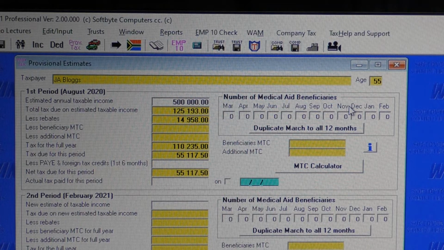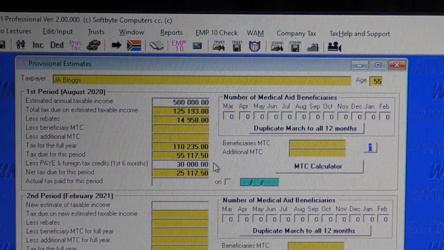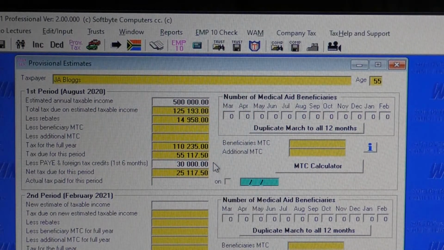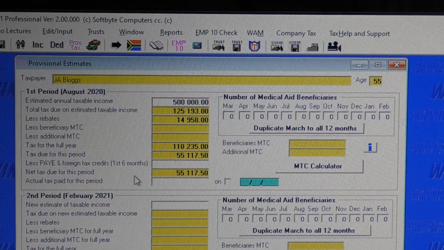If any tax had been deducted during the first 6 months of this tax year, say some of the 500,000 was salary, then we can enter the pay-as-you-earn here, say 30,000 Rand. And we can see that the payment due now is 25,117 Rand and 50 cents. While all other income estimates are for the full tax year, any taxes deducted that you enter here must be taxes deducted in the first 6 months of the tax year, from 1st of March up to 31st of August. I've deleted the 30,000 Rand taxes already paid, and we are back to owing 55,117 Rand and 50 cents due by 31st of August.